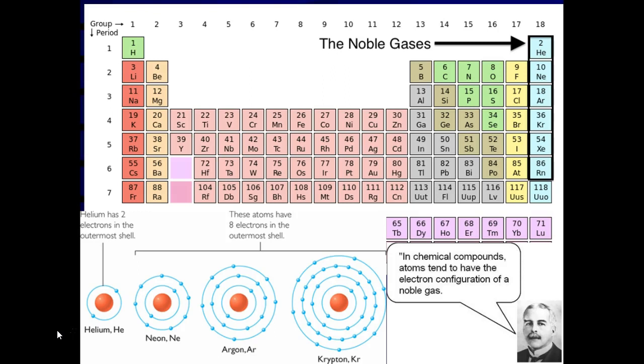If you follow down that column, helium, neon, argon, krypton, xenon, and radon, those are all classified as the noble gases. Noble gases are described as being chemically unreactive or chemically inert. They don't react with anything. You'll never see anything like helium dioxide or neon dichloride. They don't react with any other element. Right? There's a reason for that.